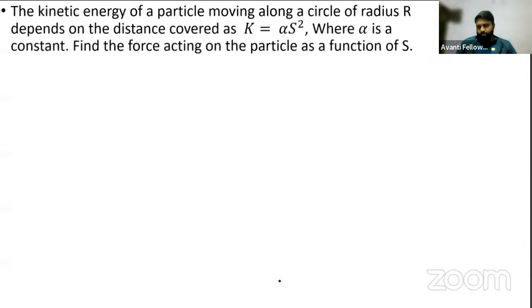So this is an important question. The kinetic energy of a particle moving along a circle of radius capital R depends on the distance covered as K equals alpha s square. So this is the relation between kinetic energy and displacement. Now where alpha is a constant, find the force acting on the particle as a function of s.